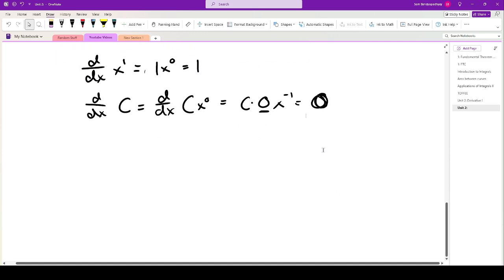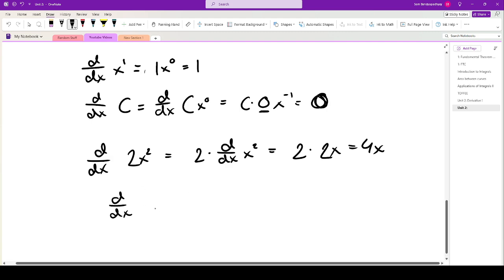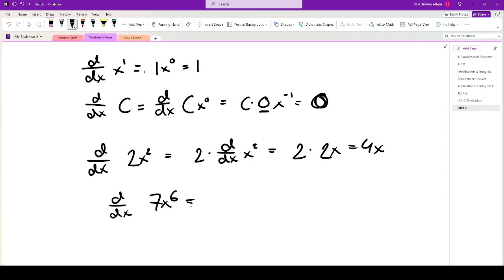Now, I want you to remember that the derivative itself is a linear operator, okay? So that means if we're taking the derivative of 2x squared, right? Then this is just going to be 2 times the derivative of x squared, or 2 times 2x, or 4x, right? So this is how we apply the power rule to any polynomial term, right? So say you have 7x to the 6th, okay? 7 times 6, 6 is our n, right? 7 times 6 is 56, and then we're going to subtract 1 from 6. So that's our derivative, okay?